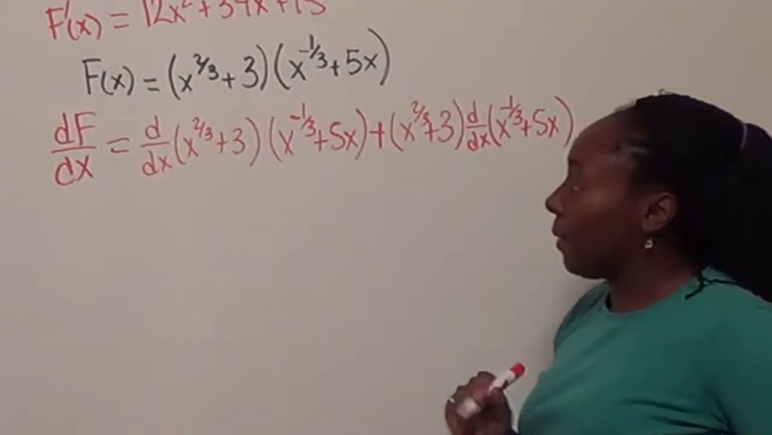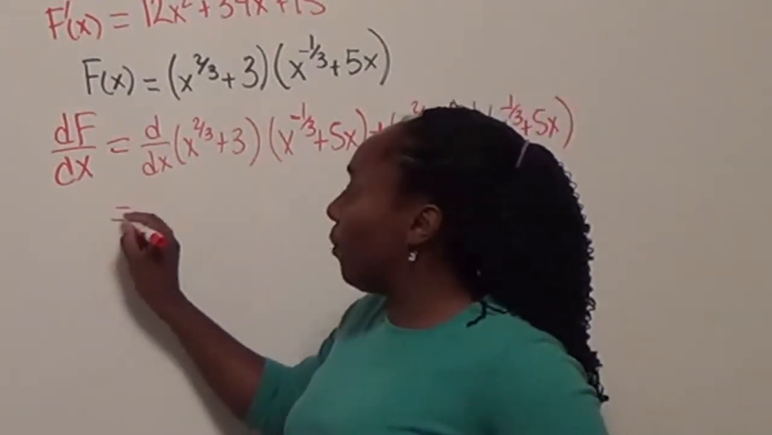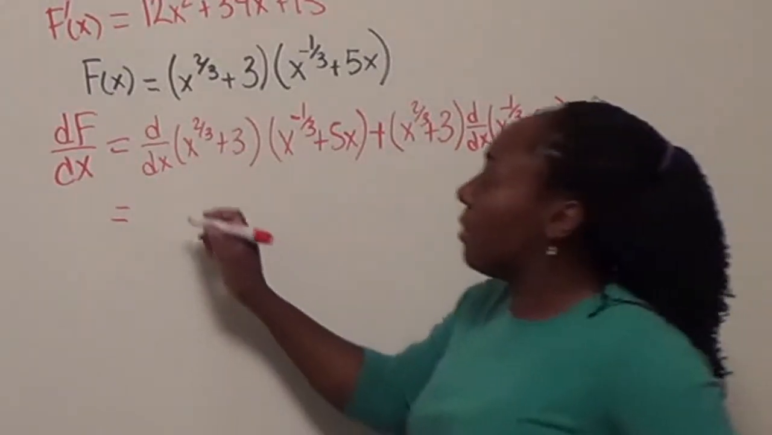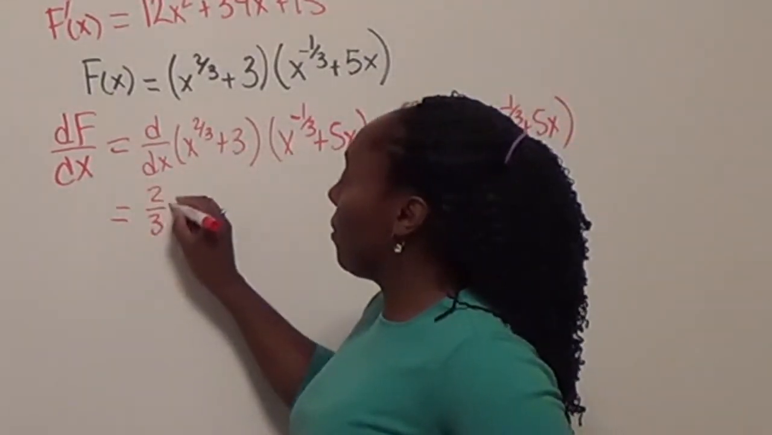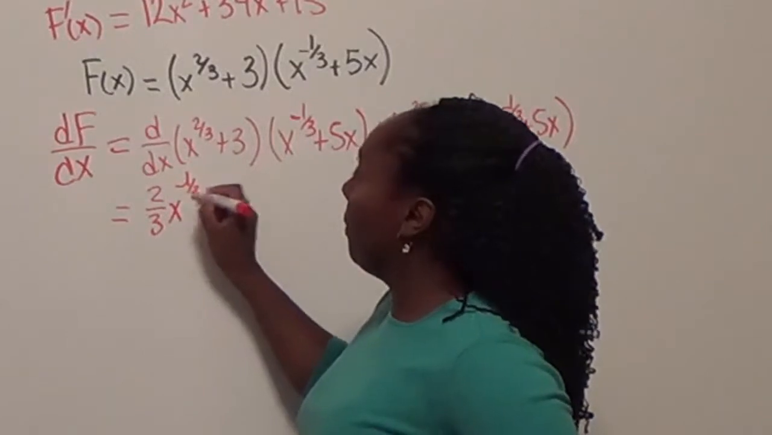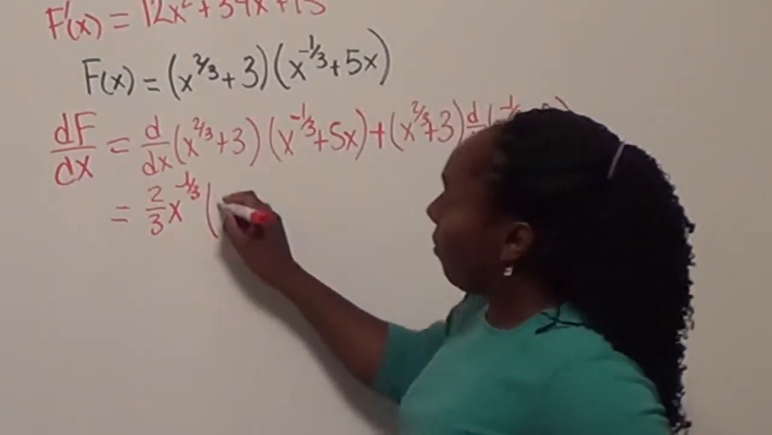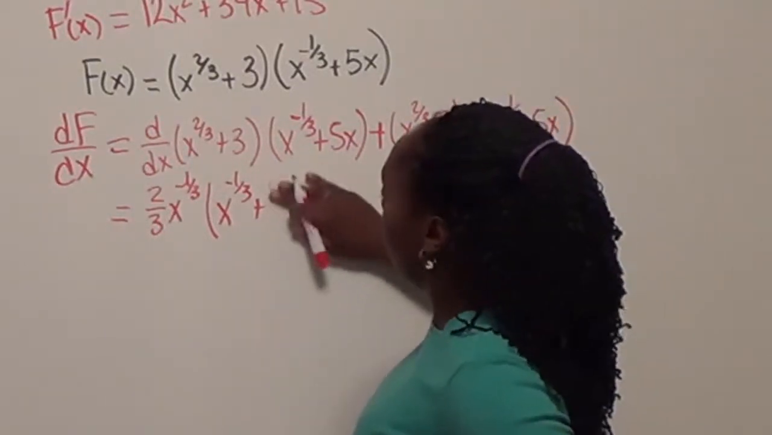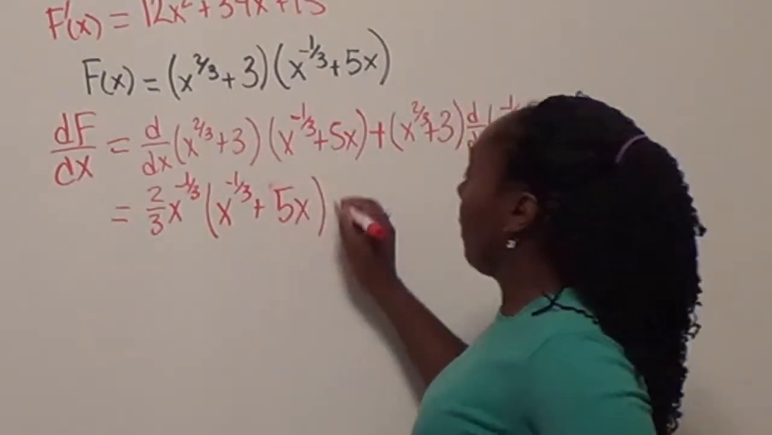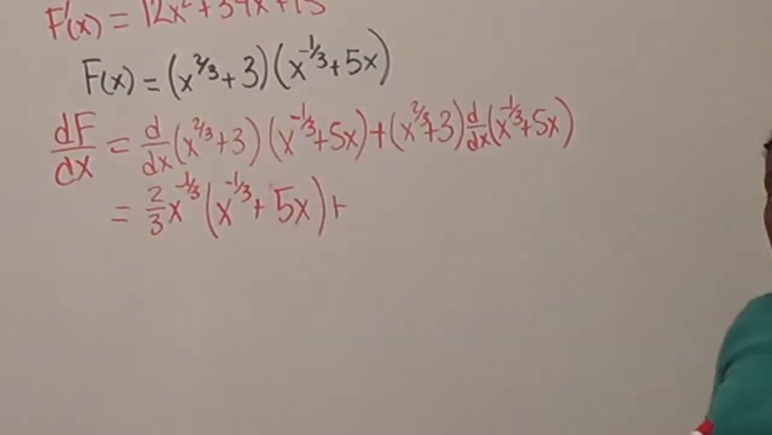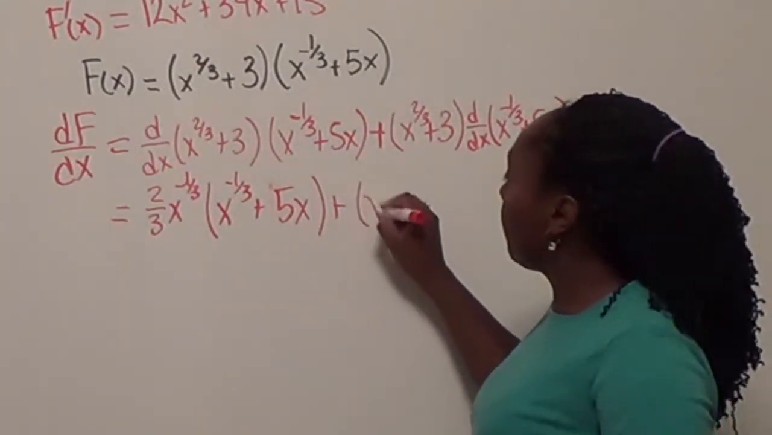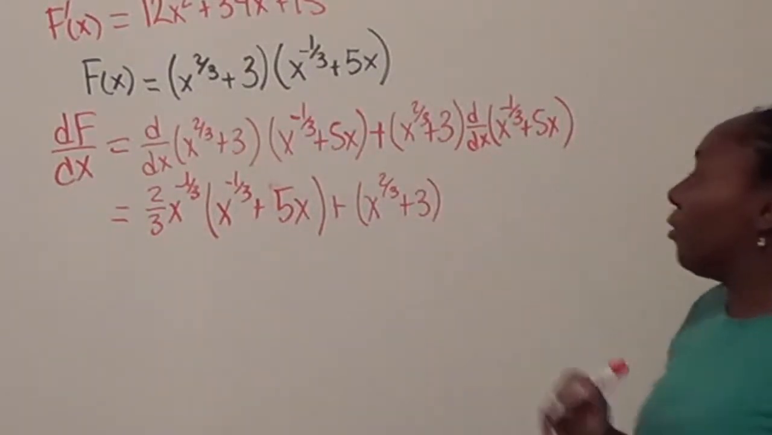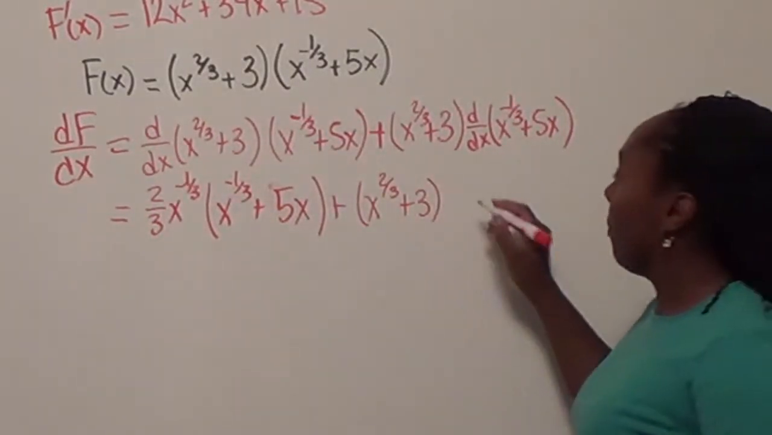Okay. From here, just like before, I can now apply my derivatives. So in the first case, my derivative is going to look like 2/3 x to the negative 1/3 times the second term, x to the negative 1/3 plus 5x. Here, the first term stays the same. And derivative of the second term.